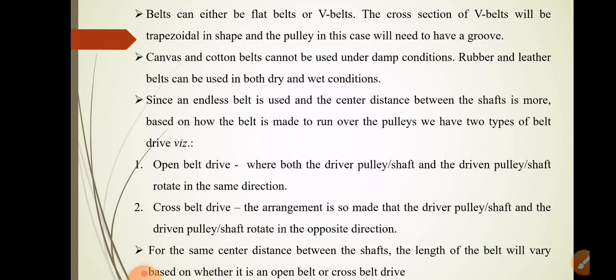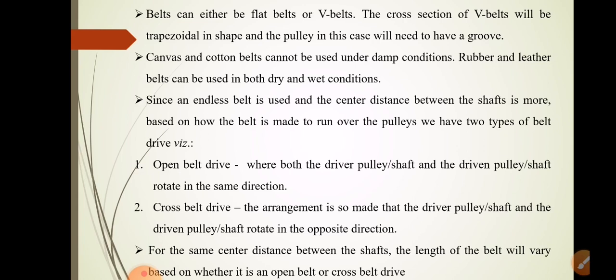So belts can either be flat belts or V belts commonly, and the cross section of a V belt will be trapezoidal in shape, and the pulley in this case will also need to have a groove. Later on, you will see the shape of the pulley used for a V belt. Then canvas and cotton belts cannot be used under damp conditions. That is, if the conditions are very humid, you cannot use them because they tend to stretch too much, and they also deform. But rubber and leather belts can be used in both dry and wet conditions.